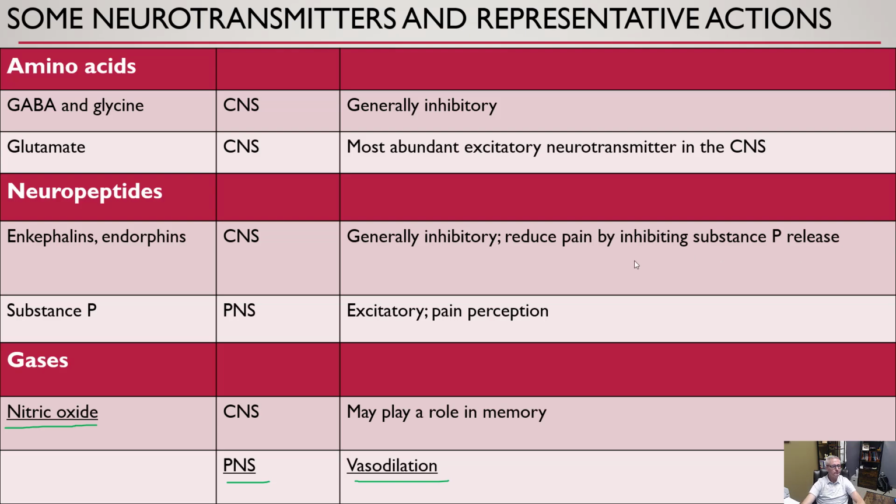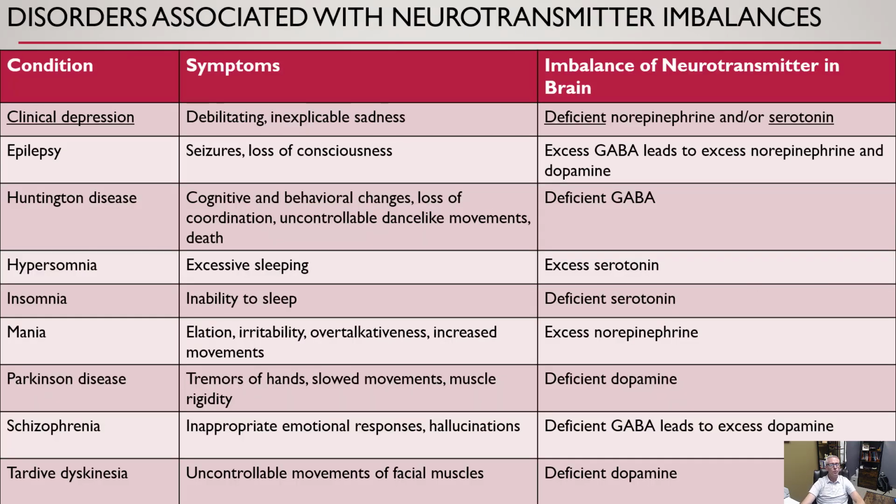All right, other disorders associated with neurotransmitter imbalance. Clinical depression is a deficiency in serotonin. You're going to have to know what disorders are treated by increasing the action of serotonin. So you want to keep serotonin in that synapse longer.